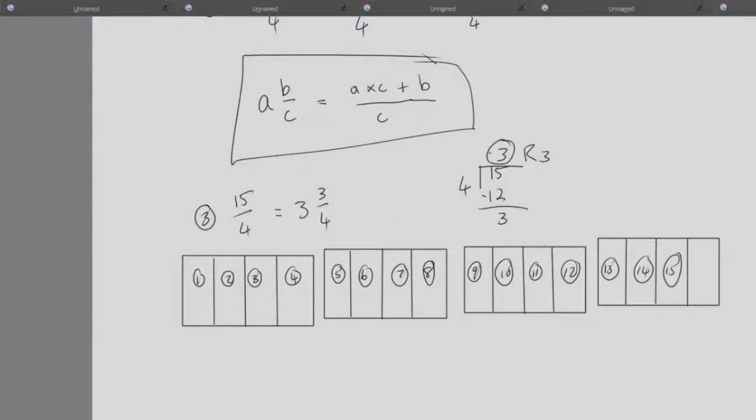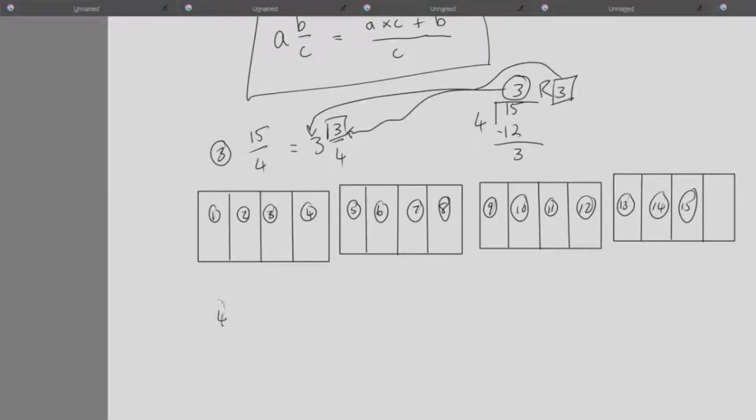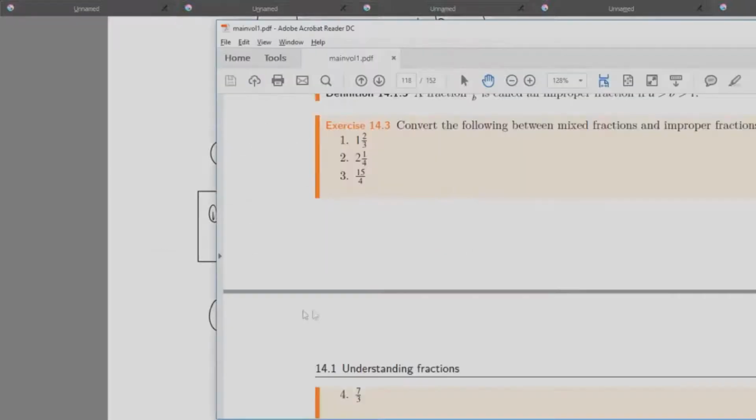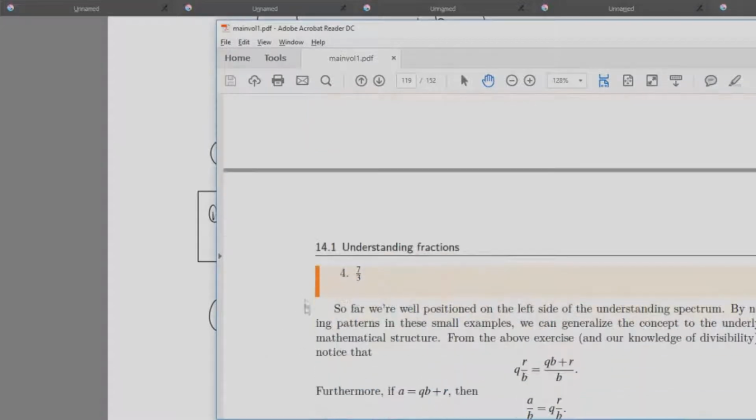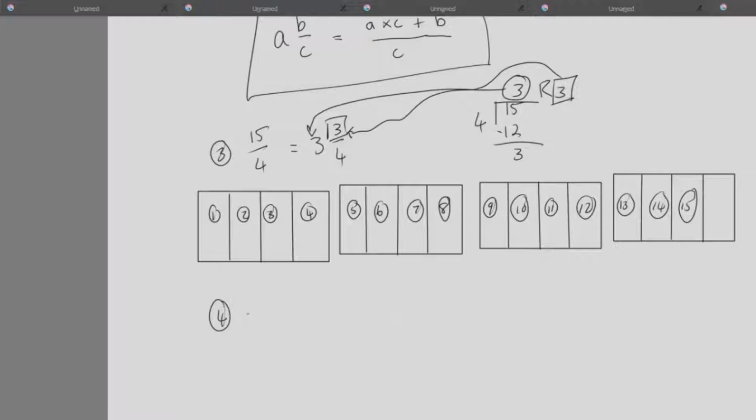The quotient is the whole portion. The remainder is the new numerator of the fraction portion. Let's try that out on the last one, number 4, which is 7 over 3. Now you can visualize the rectangles, the loaves of bread.